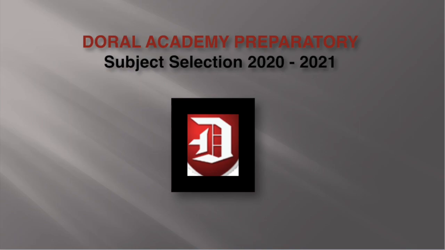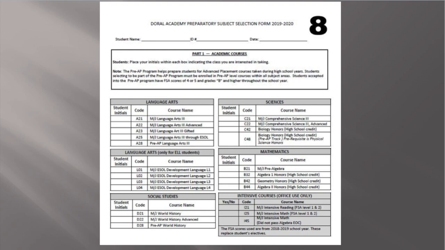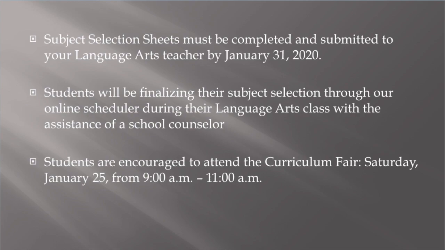Students, this presentation will guide you through the steps for completing your subject selection for the 2020-2021 school year. You have received a packet that includes the following: the subject selection information sheet for your grade level and the subject selection sheet for you to select your classes for next school year.